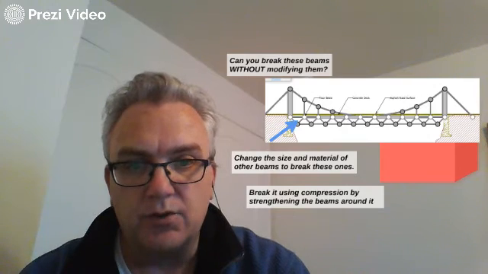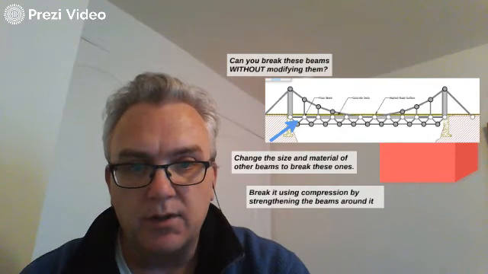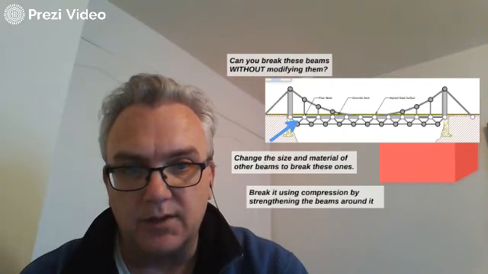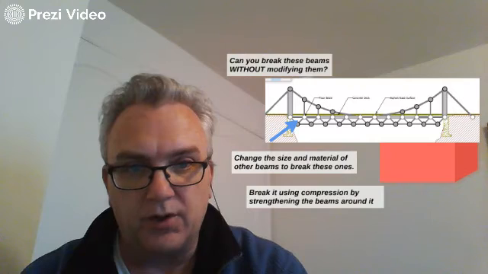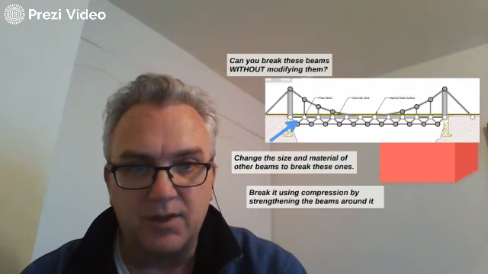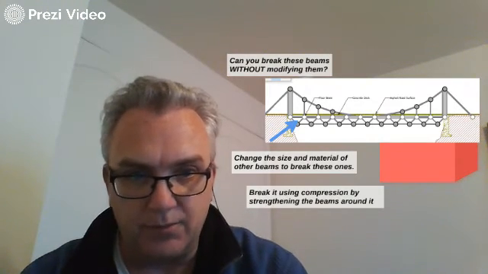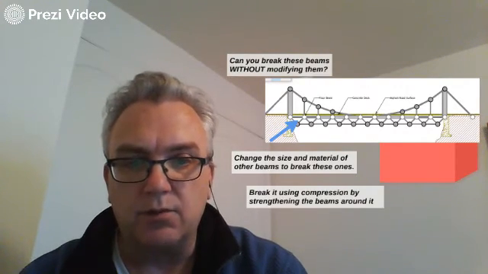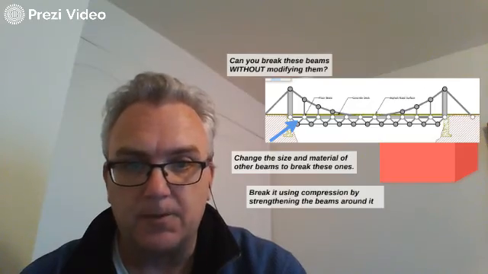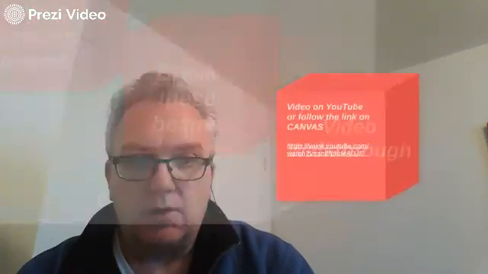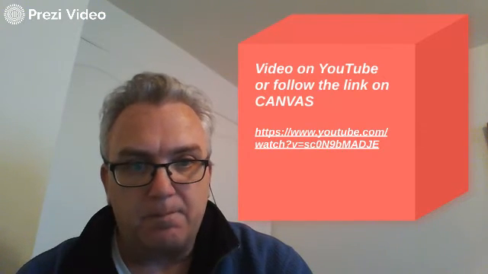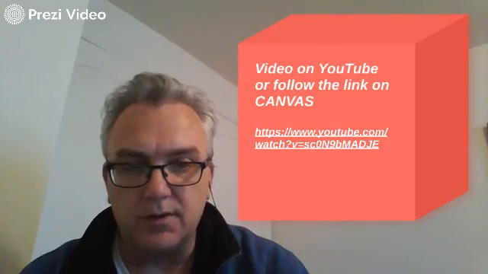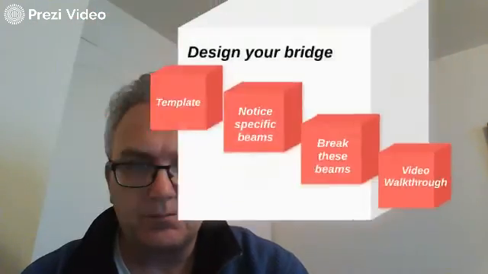And I want you to try to break them using compression first, because compression is honestly the easier one. You can break them using tension, but it takes a lot of work and a lot of changes, and it's not super easy to do. You have to focus on beams over here instead of beams over here to change it with compression, or to break them with compression rather. So if you're not sure about how to do that or how to set it up, I put a walkthrough up on YouTube. The link is also on this assignment, so you can take a look at that.